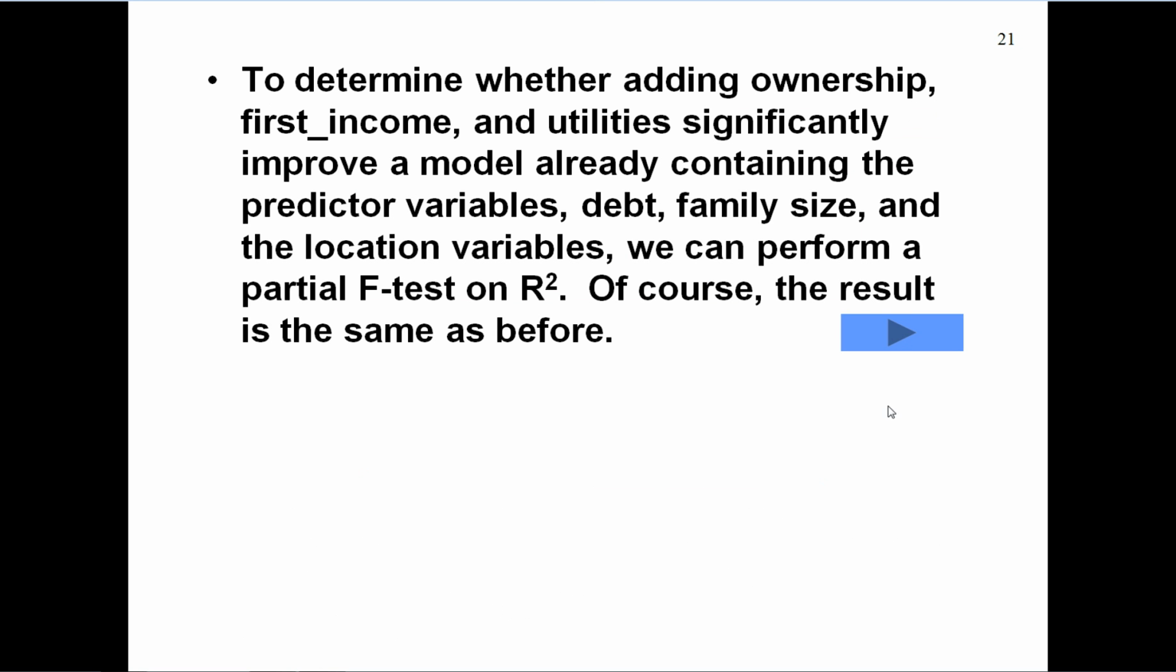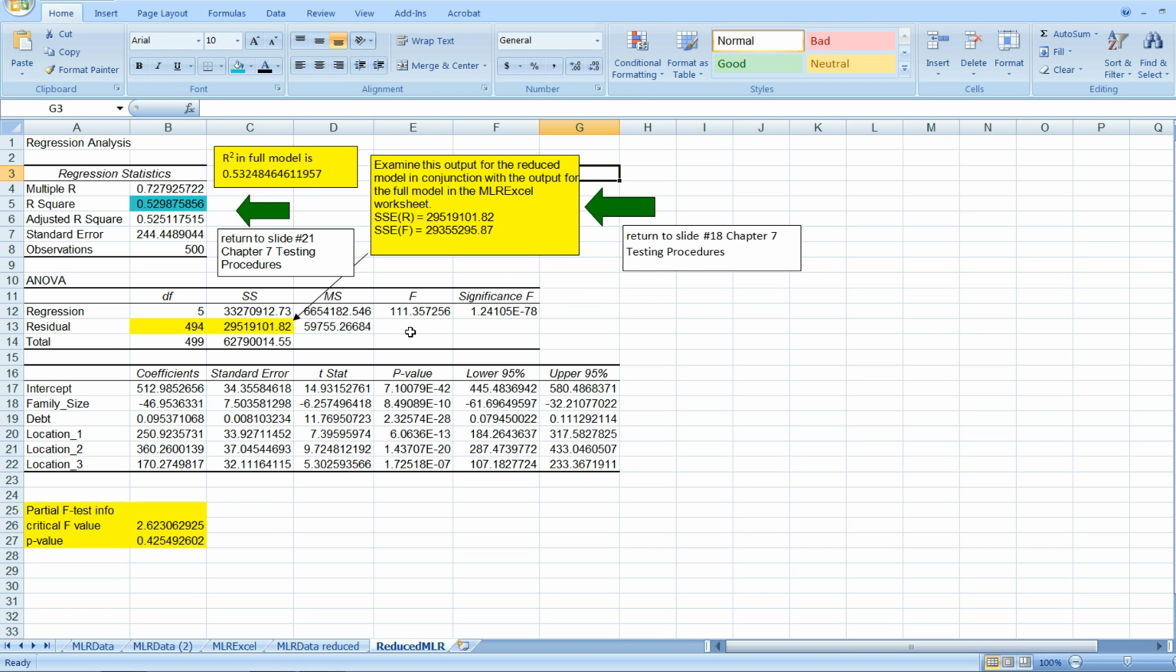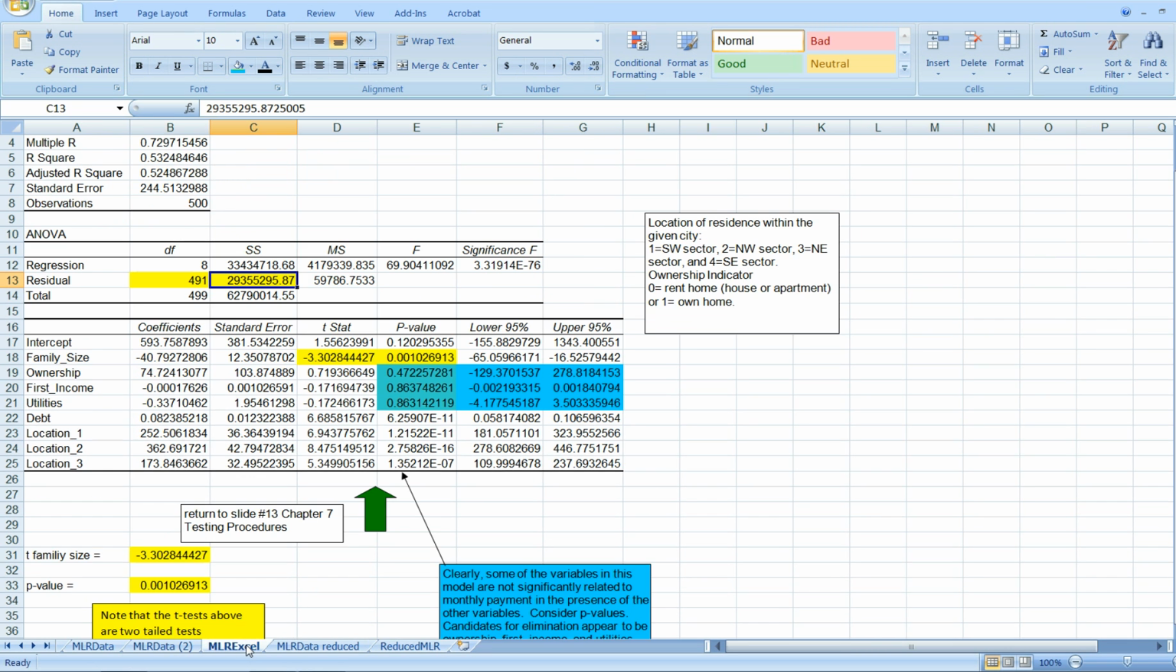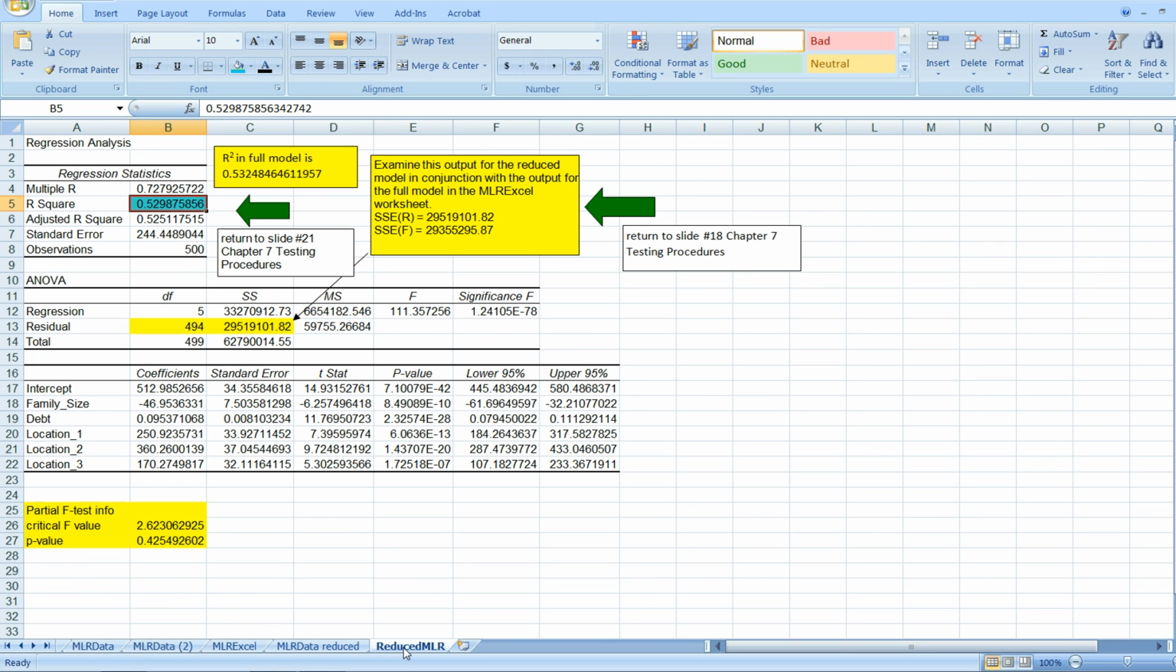And of course, in this case, if we start with the reduced model, the R squared value is 0.529. And if we include those three additional variables, the R squared value jumps to 0.53. And so, the question becomes, is 0.53 associated with the full model a significant improvement over 0.529, which is the R squared associated with the reduced model? And the answer is clearly no.